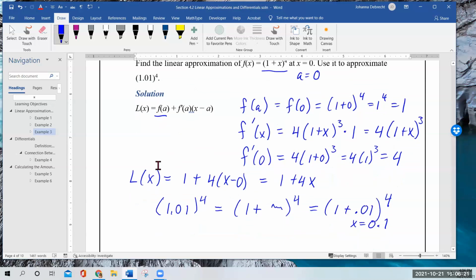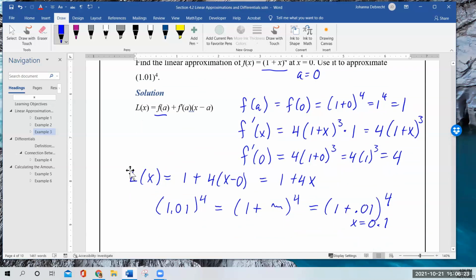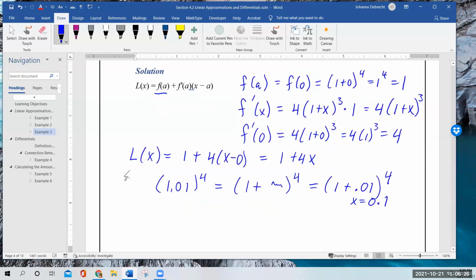So what I want to find is not L of 1.01, but L of 0.01. 0.01 or 0.1 is close to 0. So now I'm finding L of 0.1 by plugging that into my expression for the linear approximation function, or the tangent line, which gives me 1 plus 4 times 0.1, which is basically going to give me 1.4.